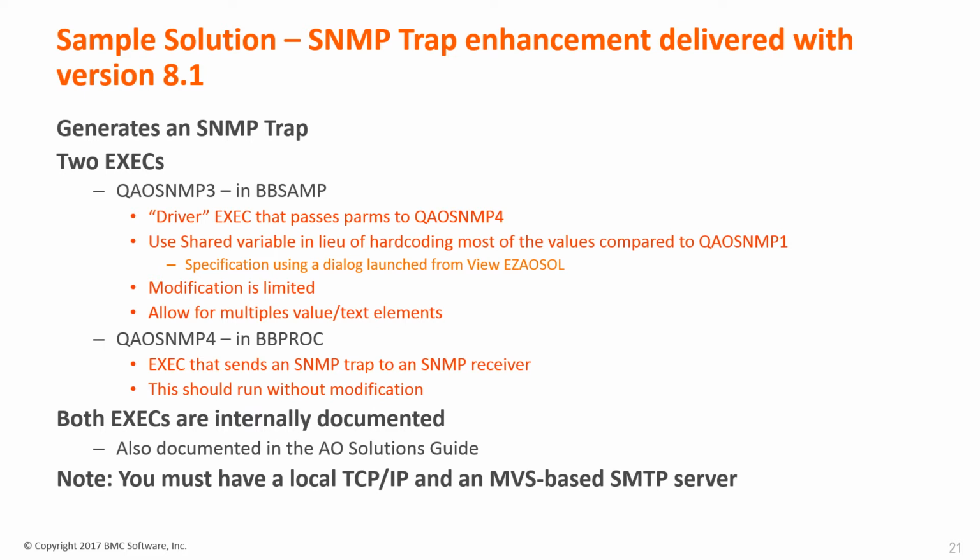AutoOperator also supplies a solution for generating SNMP traps. There are two execs, a QAO SNMP3 and a QAO SNMP4. The QAO SNMP3 is where you will specify the values that you really want to send to your trap. You can specify many of them by looking at the Easy AO SOL Solutions menu, and you can specify your common variables there that will be populated into a pool. The QAO SNMP4 is just the exec that sends the traps. You should not need to modify that at all.